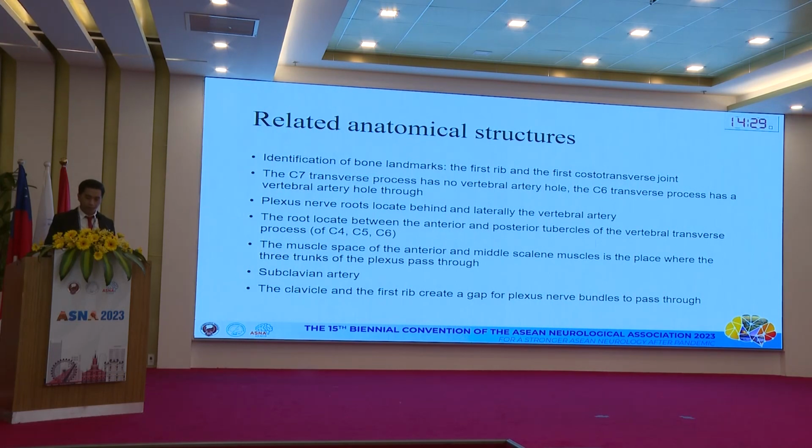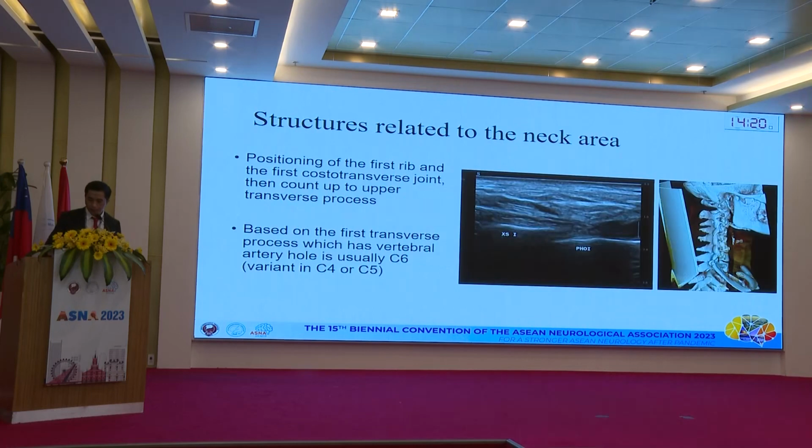We also know about the subclavian artery. The clavicle and the first rib create the gap, and the plexus goes back through this. So we can see here in the image the first rib, right? The first rib, and this is the tip of the lung, and this is the first rib. When we identify the first rib, we identify the T1 transverse process. After that we count up and assign C7, C6, C5.